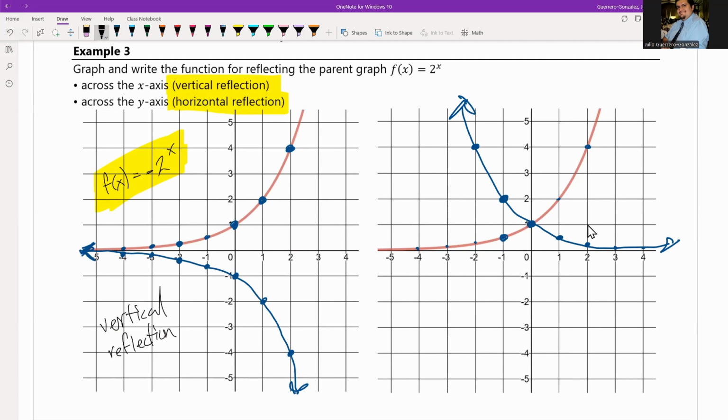All right, so now, how do we explain this one? This one is f of x is equal to 2 to the negative x. So notice now that that negative is all together with the x, as opposed to this one where the negative is out front. Sound good?